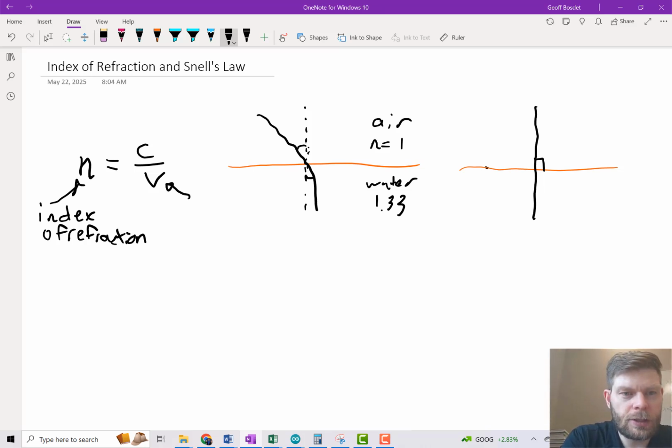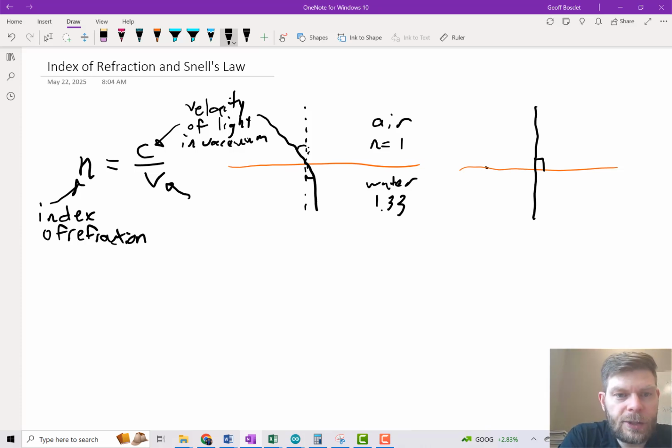That's equal to the velocity of light in a vacuum, which is in your data pages, because it's always the same in vacuum. Anyway, velocity of light in vacuum is always 3 times 10 to the 8, 300 million meters per second. So that's just a constant, and then you divide it by the velocity of light in the stuff. If we're talking water, we're talking about the velocity of light in water. If we're talking air, we're talking velocity of light in air.